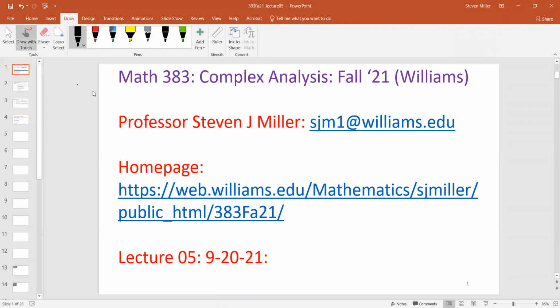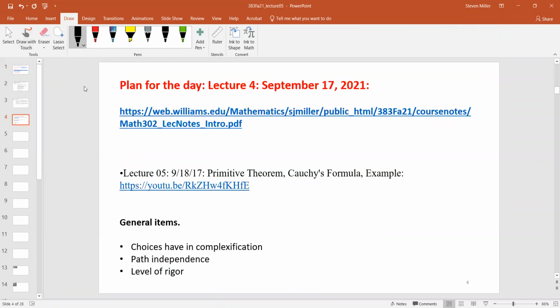Welcome to Math 383 Complex Analysis. What I want to do today is talk a little bit about Cauchy's formula and primitives, and emphasize a couple of things. The first is that we often have choices in how we complexify something, and depending on what you're doing, some choices work better than others.